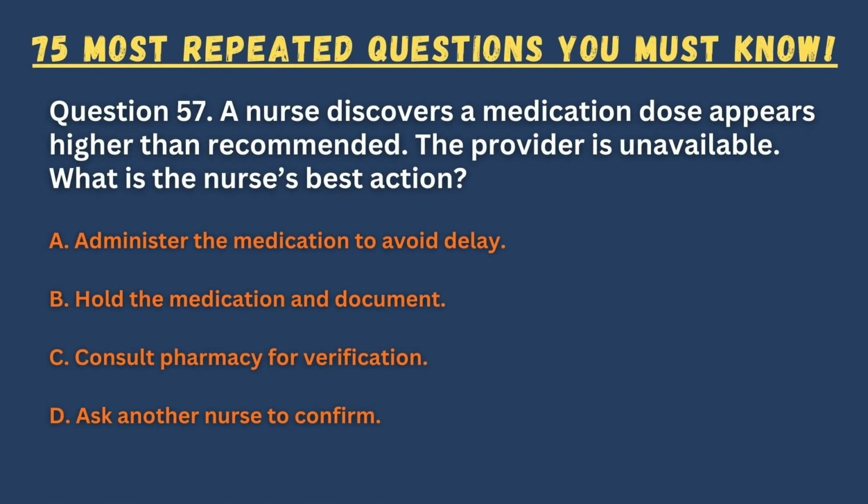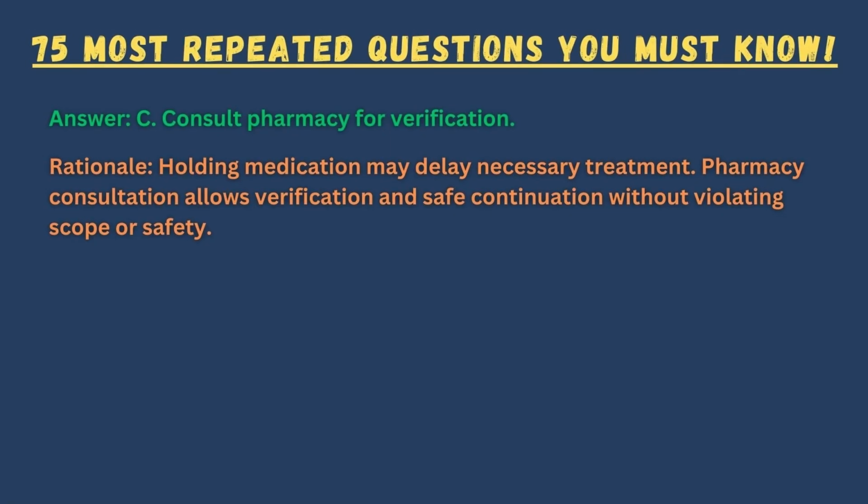Question 57. A nurse discovers a medication dose appears higher than recommended. The provider is unavailable. What is the nurse's best action? A. Administer the medication to avoid delay. B. Hold the medication and document. C. Consult pharmacy for verification. D. Ask another nurse to confirm. Answer. C. Consult pharmacy for verification. Rationale. Holding medication may delay necessary treatment. Pharmacy consultation allows verification and safe continuation without violating scope or safety.